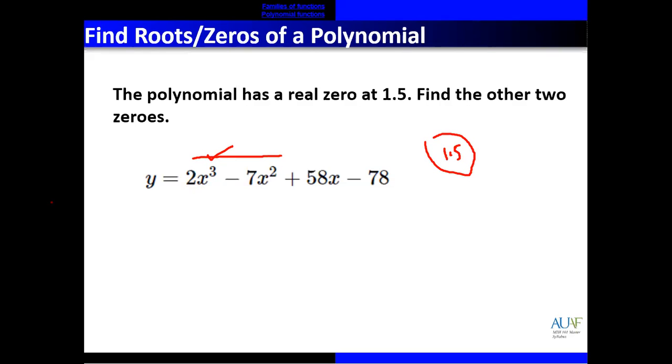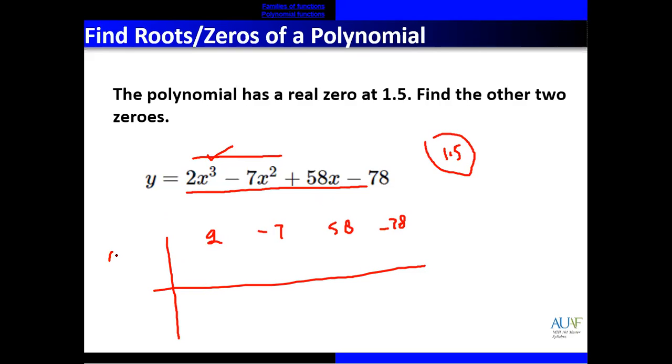In synthetic division, we write the coefficients of the function. The first one is 2, the second is minus 7, the third is 58, and the last one is minus 78. Correct? We know one root of this function is 1.5. So this is the method: first you need to drop the first number down.